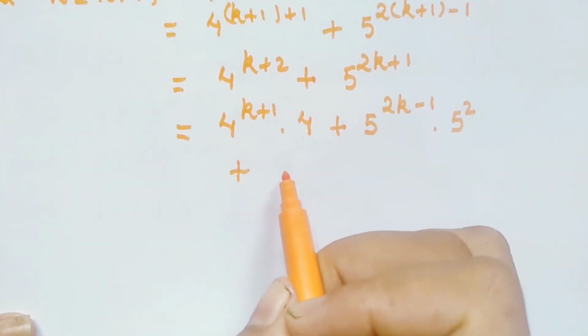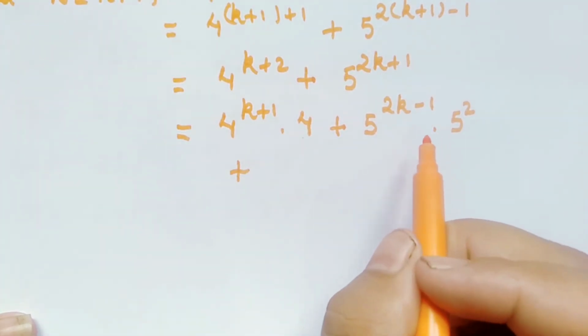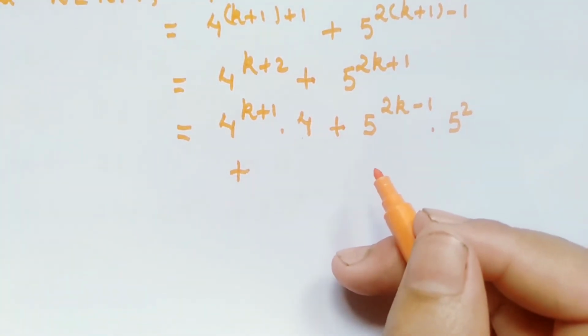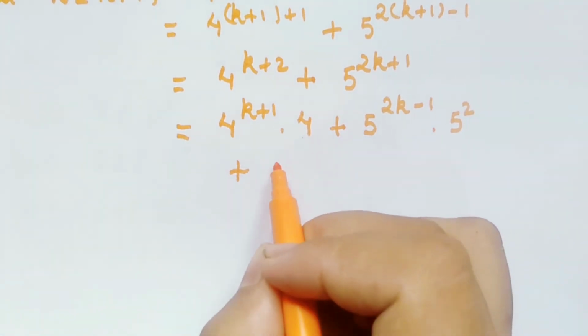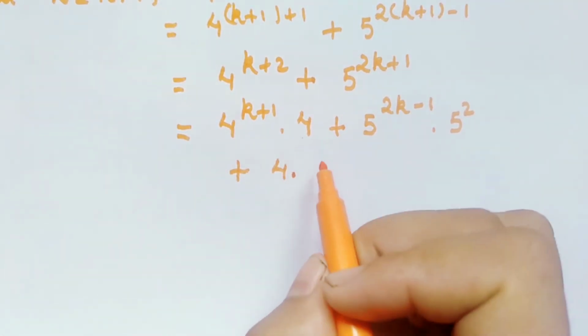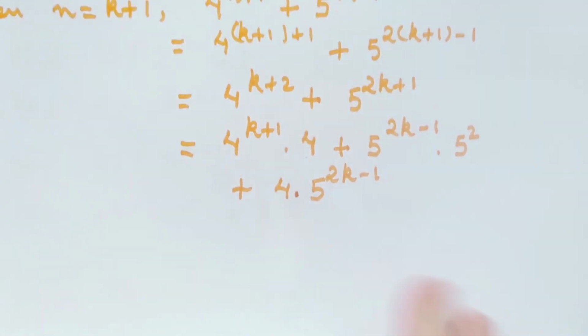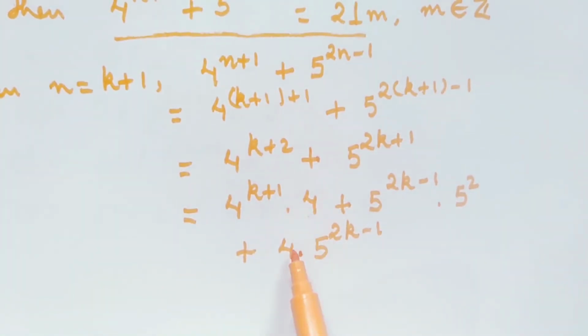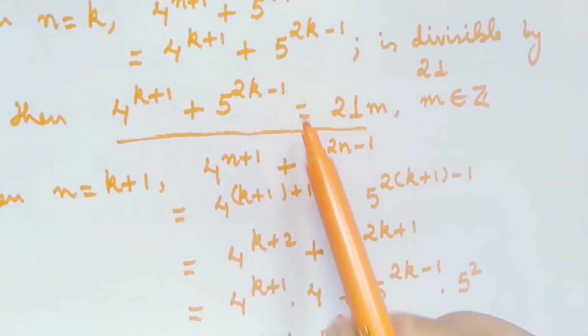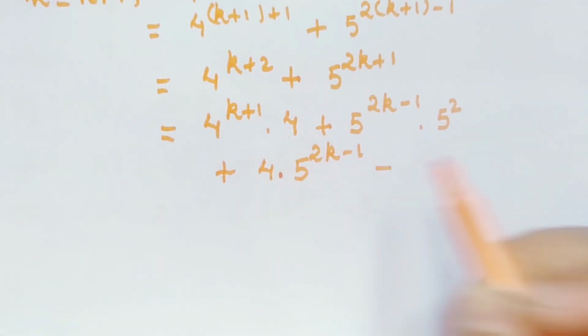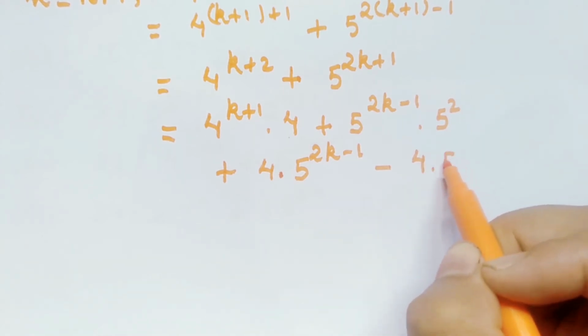We add 4 into 5 to the power 2k minus 1 here. If I add this, then from here I have common 4, then I have 4 to the power k plus 1 plus 5 to the power 2k minus 1. Then I can use this one. Since I have added this one, I have to subtract the same term.